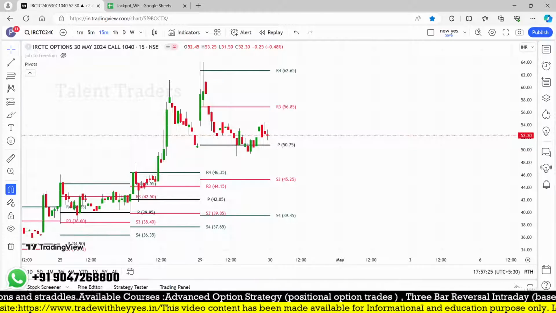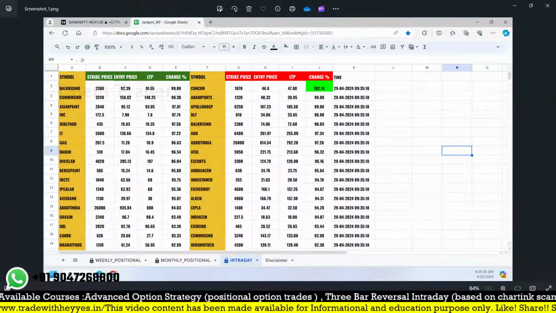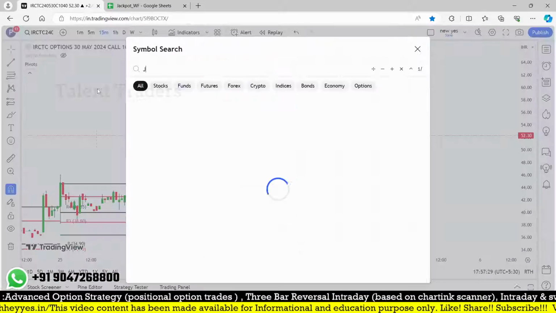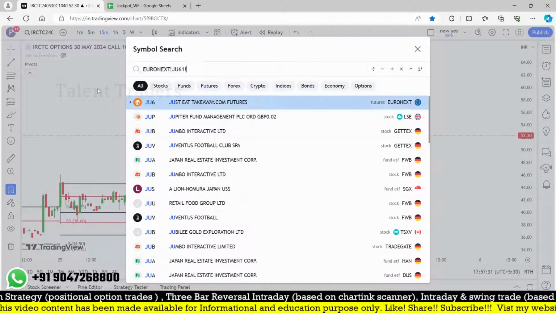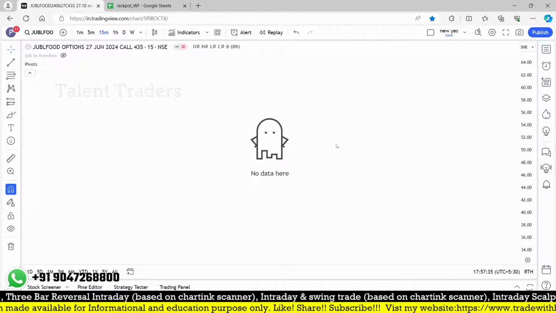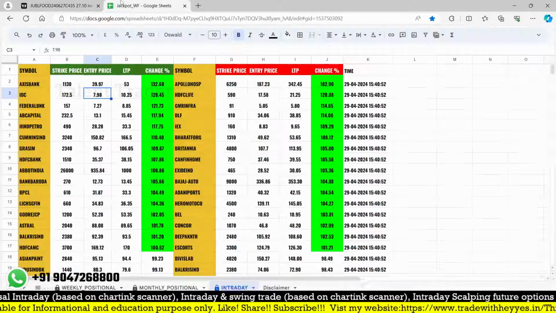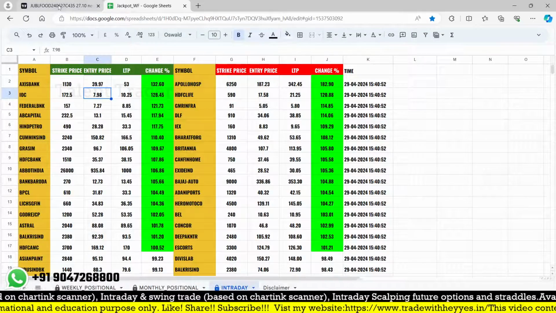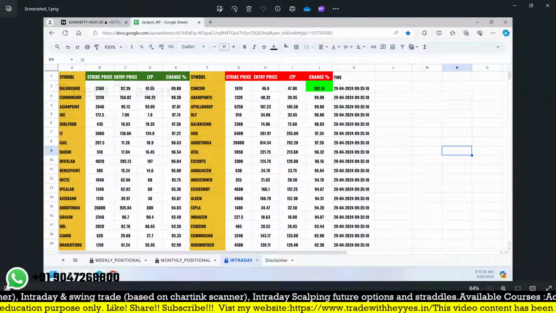And some other stocks which I'm seeing in the top list is around Jubilant Food 435. Whether it is triggered, Jubilant Food 435 call option, whether it is liquid. So you can see there is no liquidity at all, so simply ignore it. We need to filter out the stock based on the liquidity also.